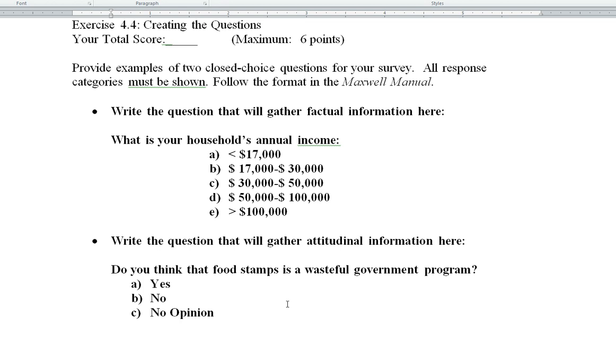Remember, one asks for an opinion, the other one asks for a fact. So it could be about their behavior, how many times they've used something. It could be, for example, something about their background or their demographics if you don't have that. And then you could ask them perhaps what they would think about the policy. Do you think there's a problem? Do you not think there's a problem?